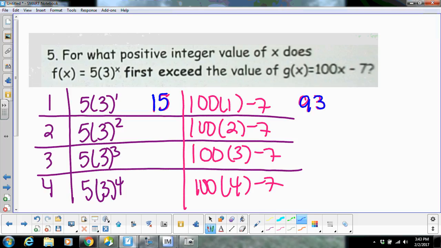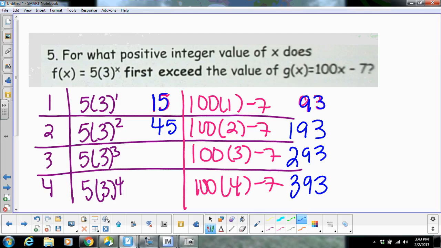All right, 3 squared is 9. 9 times 5 is 45. 200 minus 7 is going to give me 193. Okay, and you're going to notice here that these are just going to keep going up by 100. Okay, and we're looking for the left to exceed the right.